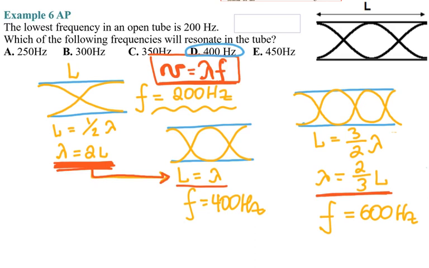So there is no higher, so 400 and then 600, and then it will be higher and higher. So there's no other choices in my multiple choice answers to choose from. So the only answer I have here is D.